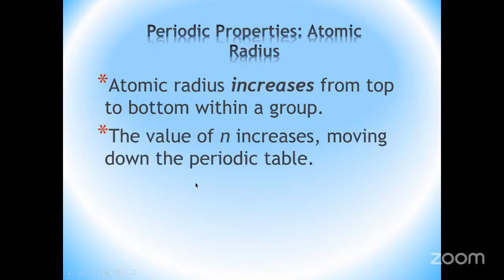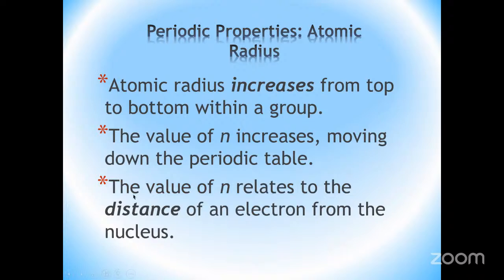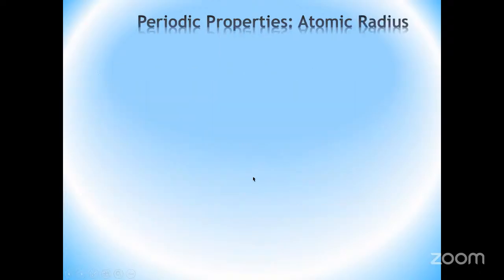The reason is that the radius can be looked at in terms of the distance between the nucleus and the valence shell. The valence shell will be further and further away from the nucleus as you go down the group. So the n=1 shell will be closer, then the n=2 shell will be further away from the nucleus, and so on. As the value of n increases, the distance between the nucleus and that particular shell increases. That's what you observe with the atomic radius going down a group.